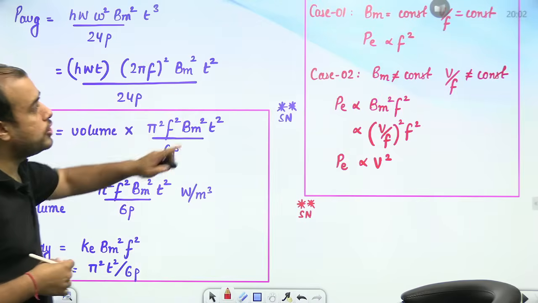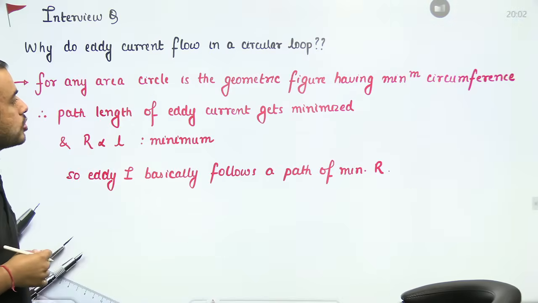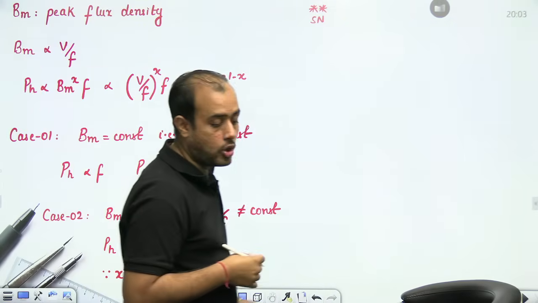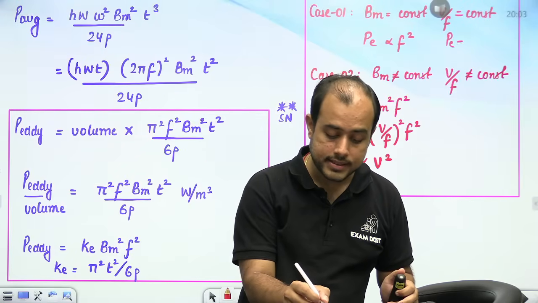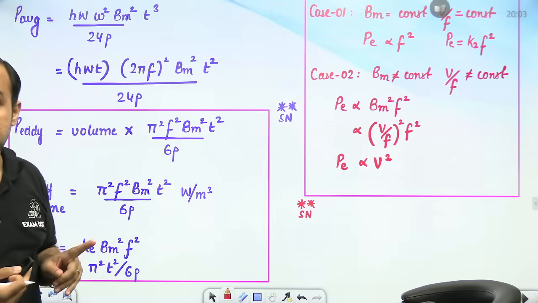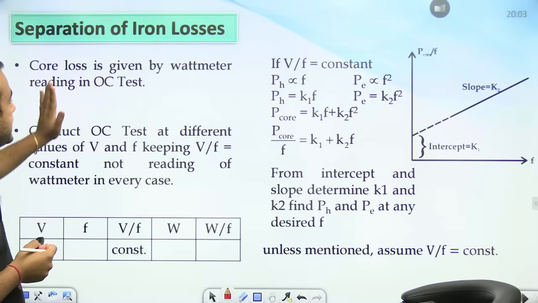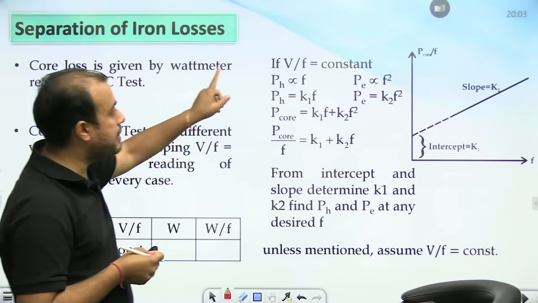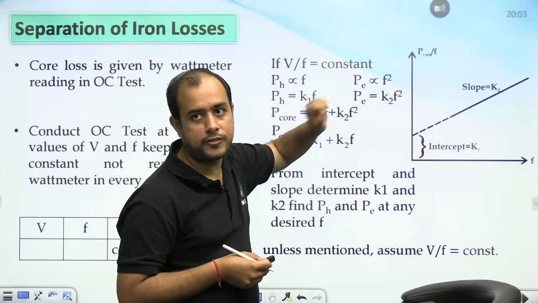So now बेटा, if Bm is constant, eddy current loss is proportional to f square. If Bm is constant, hysteresis loss is proportional to f. So basically you conduct the open circuit test at multiple values of frequency but keep V by f constant. आप ओपन सर्किट टेस्ट करिए अलग अलग फ्रीक्वेंसी पे, बट V by f कांस्टेंट. If V by f is constant, hysteresis loss is proportional to frequency, eddy current loss proportional to frequency square.